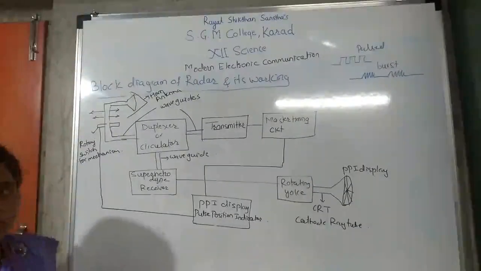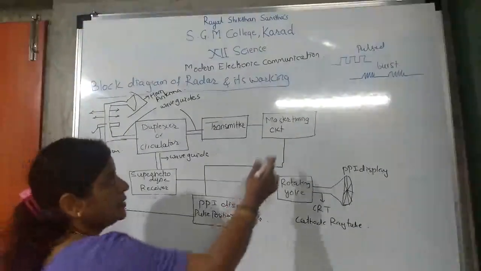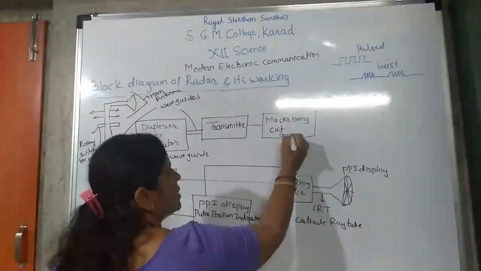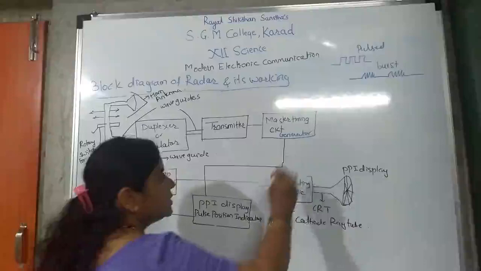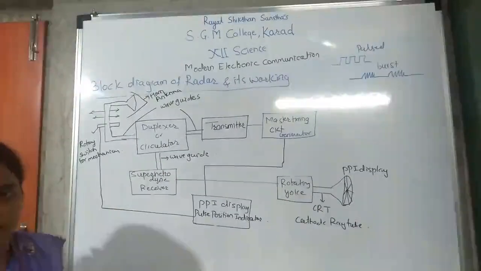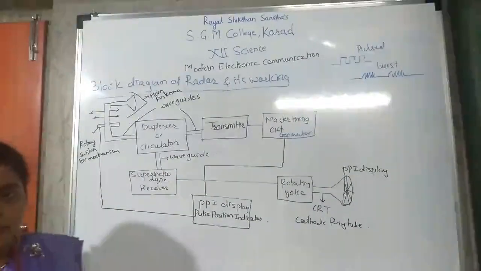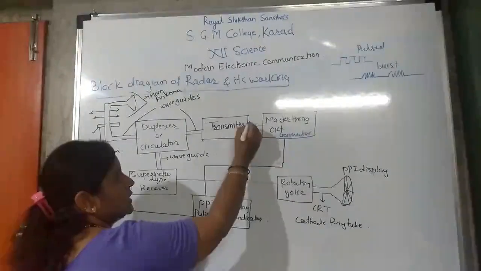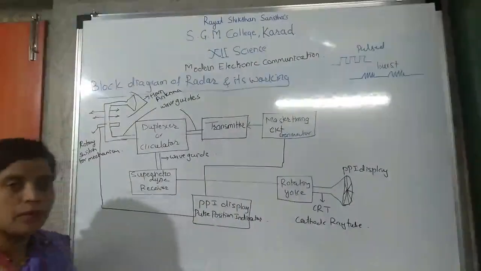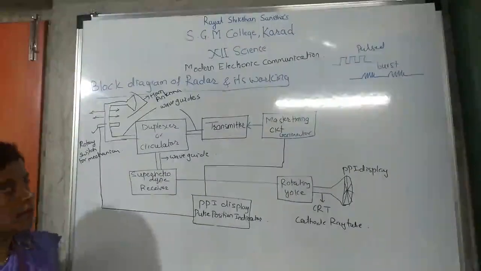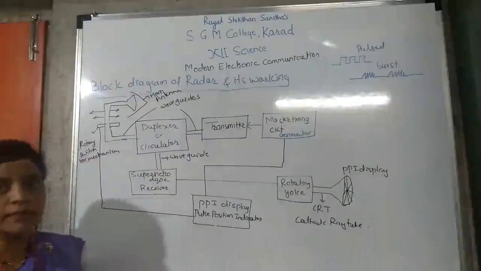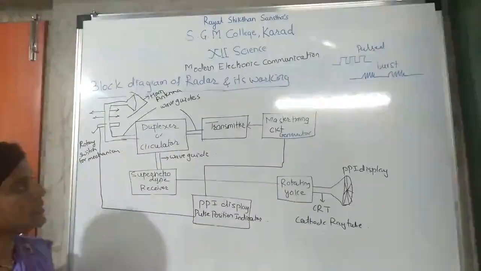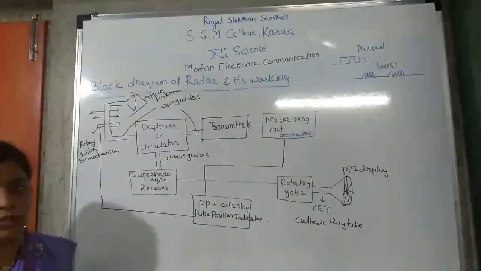So this master timing circuit, or master timing generator, generates a signal which develops the basic pulses. These pulses are used to trigger the burst, that is, used to trigger the magnetron.